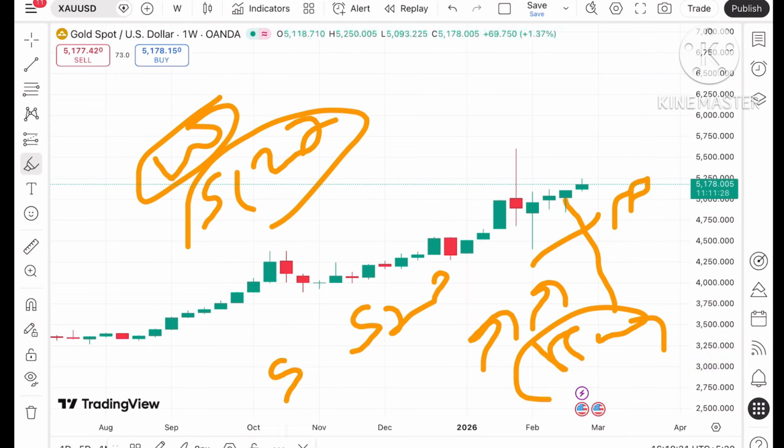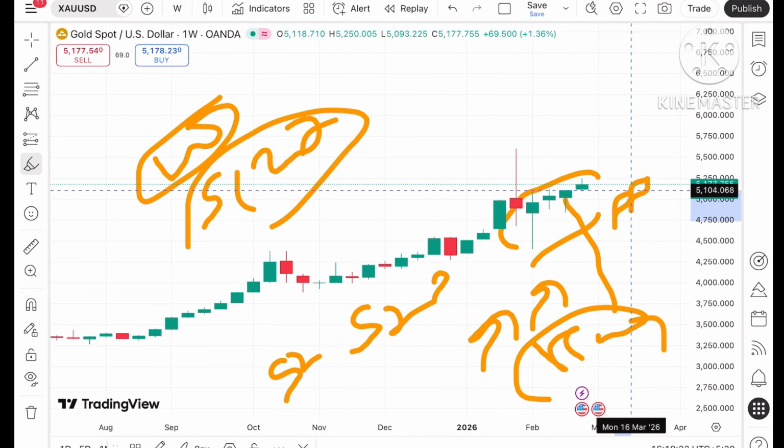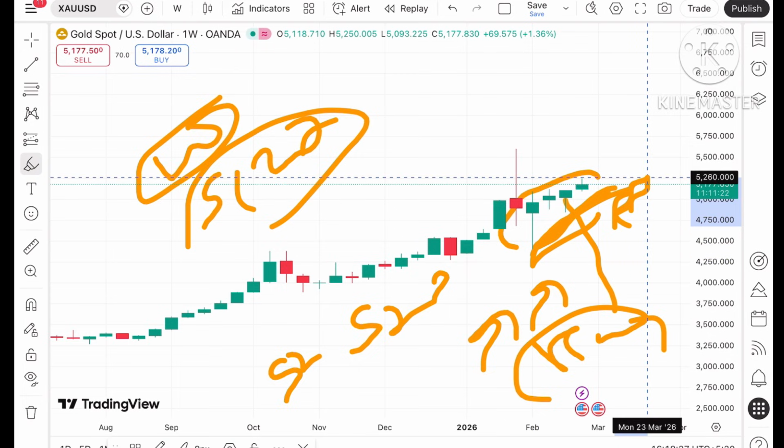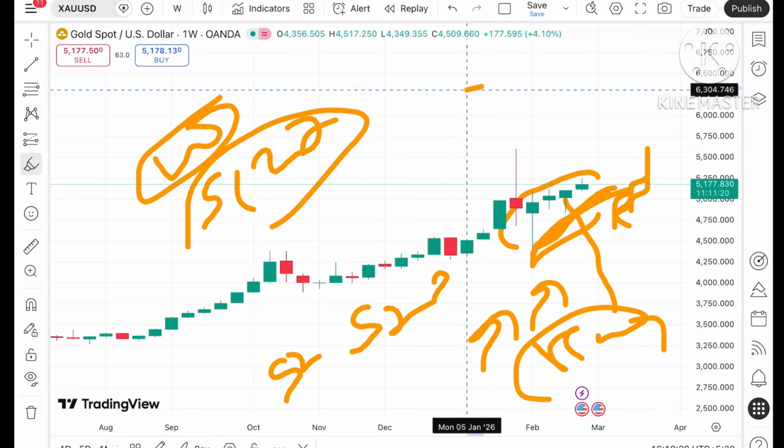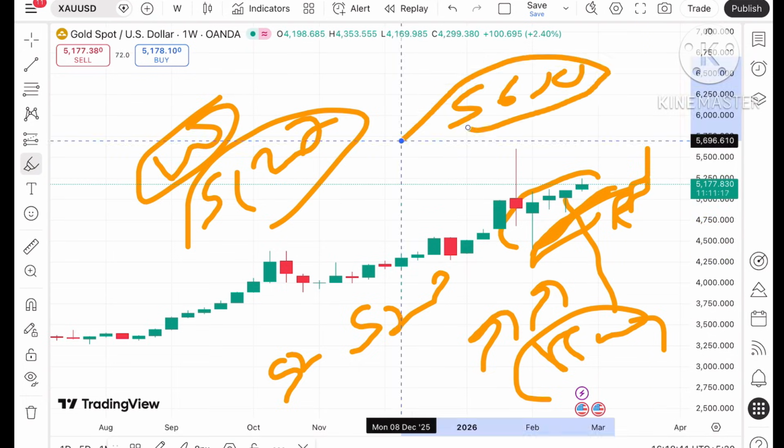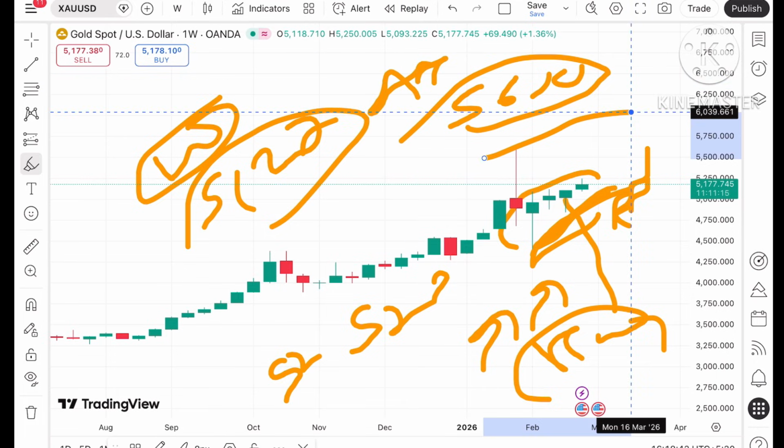From there we can see a level of $5245, which is this particular high, and candles are forming continuously higher towards the upside, so we can see the price will go up. On the weekly chart, there is a probability that it can touch its all-time high of 5610. If the price sustains above that level, we can see a further rise.